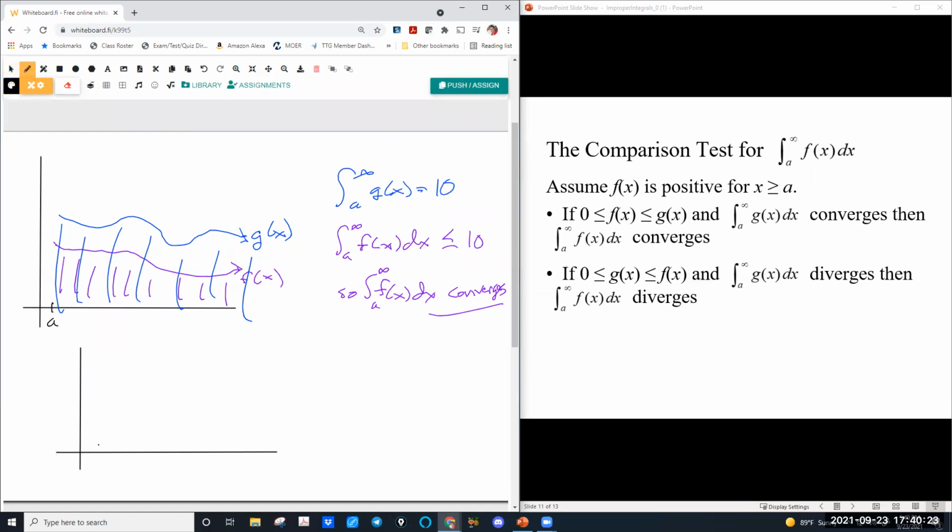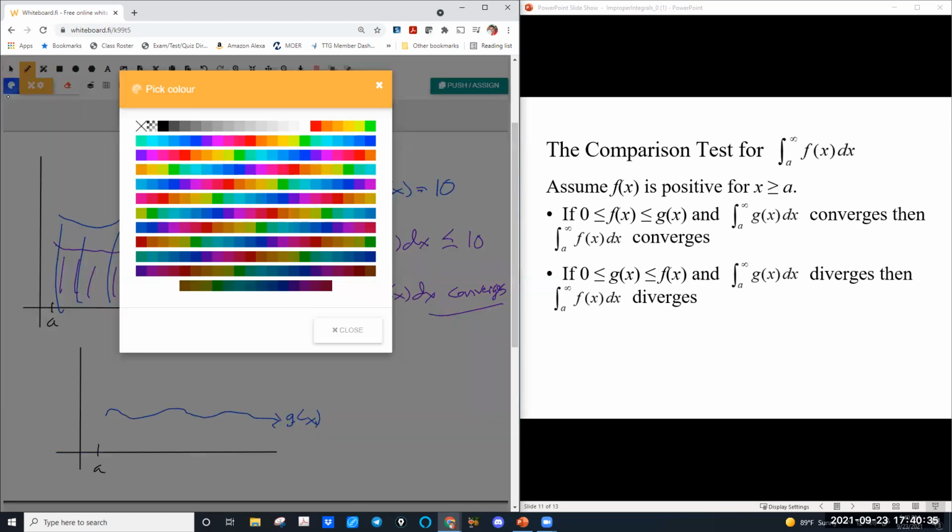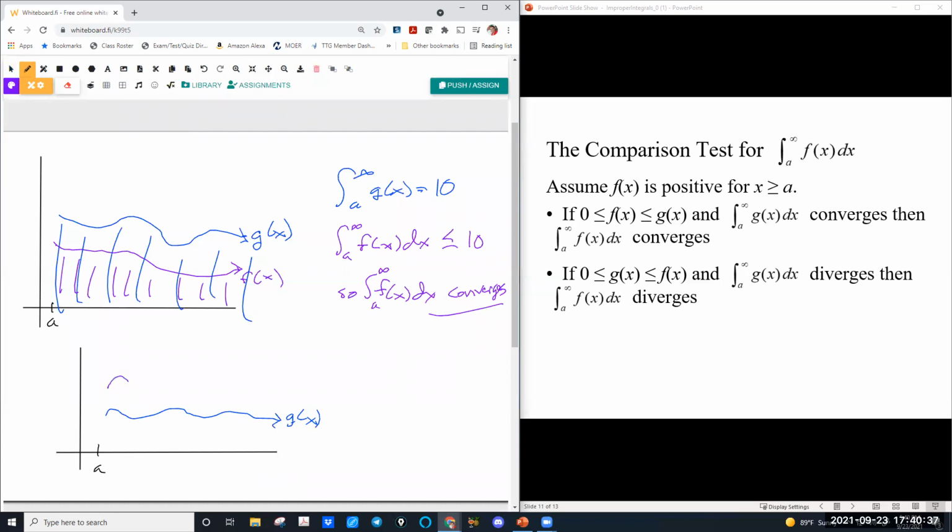All right, so once again, we're going from a up to infinity. g is in blue. So this time g is small. So there's our g of x. And now f is bigger. It does whatever, but it's bigger. Now this is saying if g is known and f is known to be bigger than g, and g diverges, then f diverges. Same basic idea.